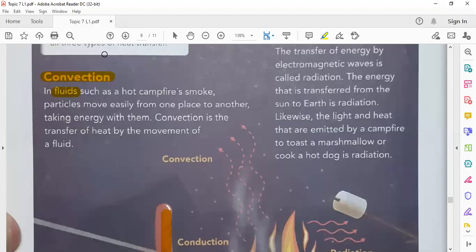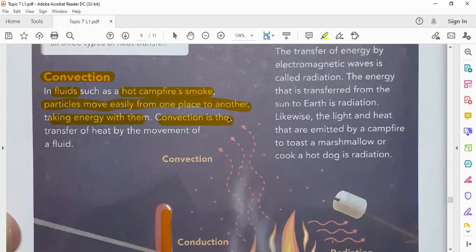Excellent, because particles in a solid just vibrate in place. They can't move. They can't, for example, float and sink and so on. So convection happens only in fluids because the particles are free to move. In fluids, such as the hot campfire smoke, particles move easily from one place to another, taking energy with them. Convection is the transfer of heat.